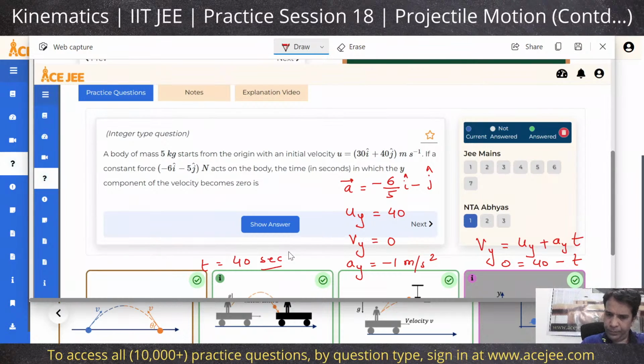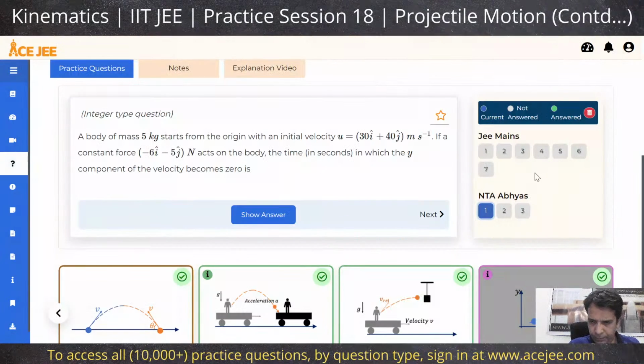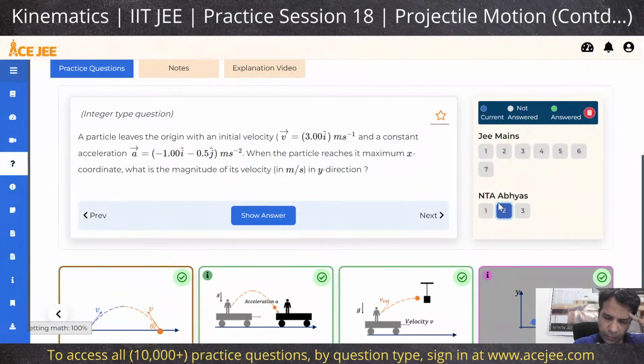So 40 is coming. Yes, that is correct. This is 40. And this is definitely a slight tinge of the same thing, but let's go ahead and solve this one as well, just in the spirit of making sure we are not leaving any grounds uncovered. So let's go ahead and solve this one.